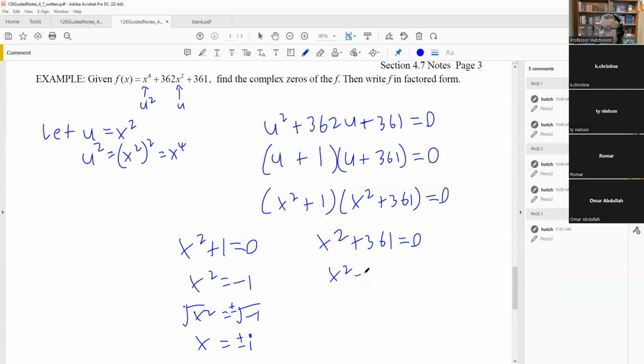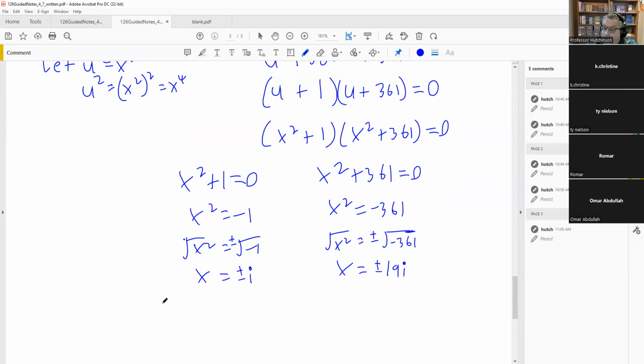Now I'm going to do the same thing with the other one. I'm going to move this over to the other side. I'm going to take the square root of both sides separately. When I do, I get plus or minus. The square root of x squared gives you an x, and then I get plus or minus the square root of -361. The square root of 361 is 19, so plus or minus 19. But then the square root of -1 is an i, so I get an i there as well.